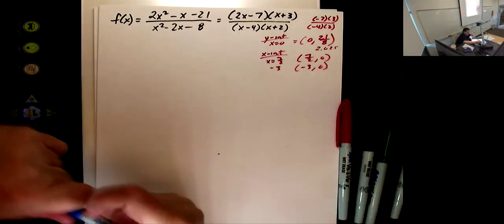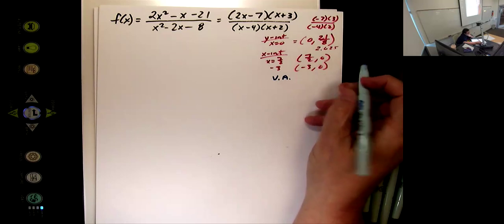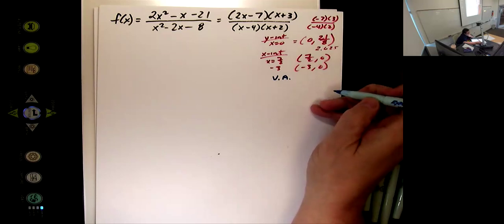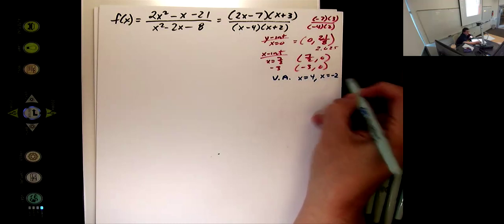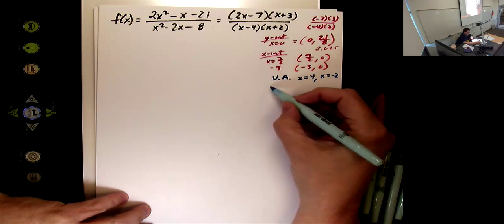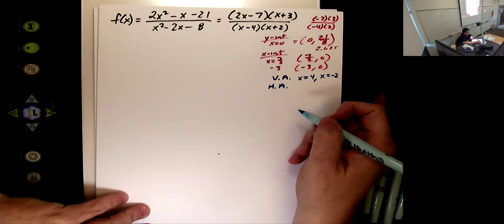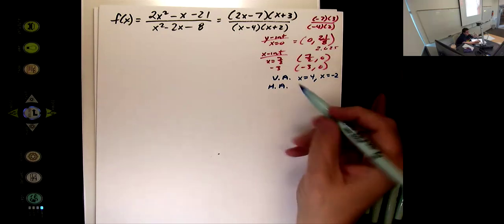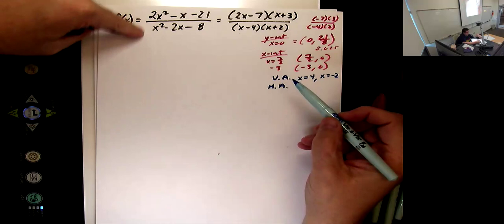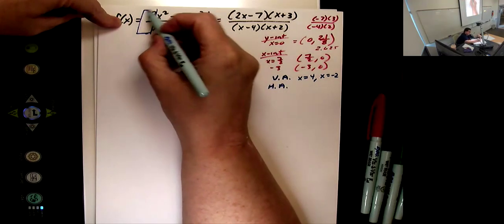What are my vertical asymptotes here? Maybe 4 and -2. Yes. The horizontal asymptote, the short way of doing this, is when they have the same degree or same exponent, you just take the coefficients out front.